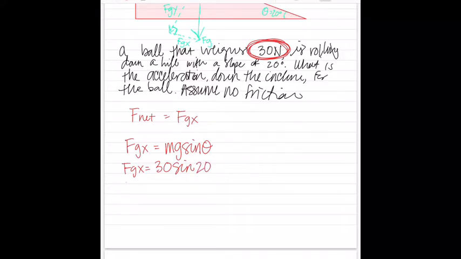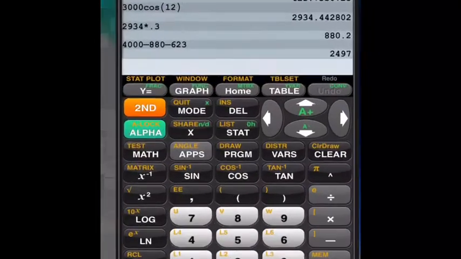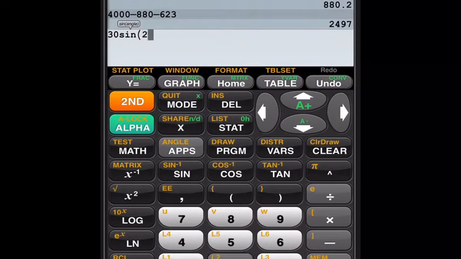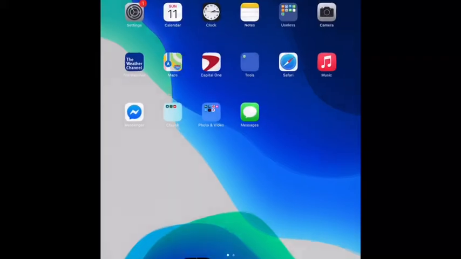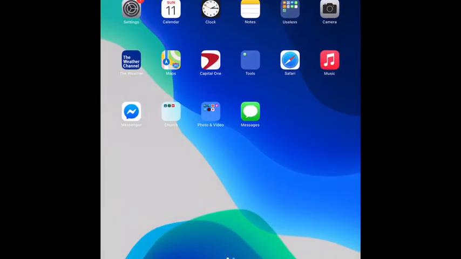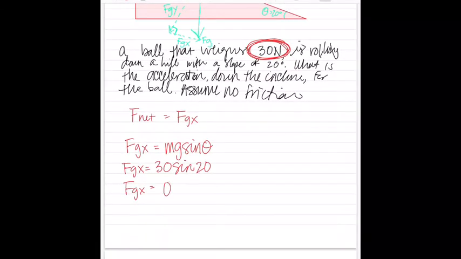The calculator will give you, let's see, 30 sine of 20 is 10.26, but let's just do 10. Let's just do 10 newtons. That's what we're going to do. So that's great. We found FG of X. That's wonderful. Okay, but that's not our end answer. We want the acceleration.